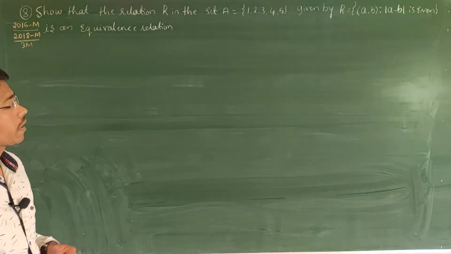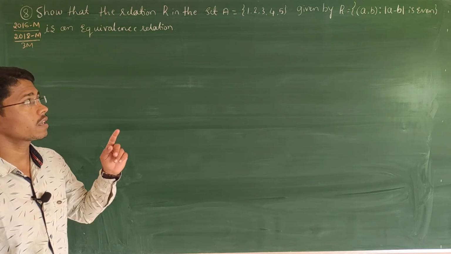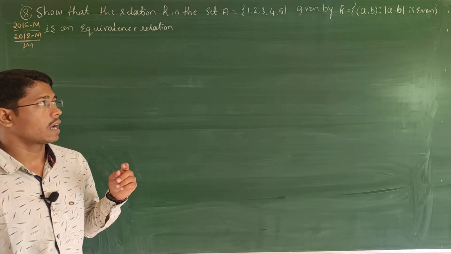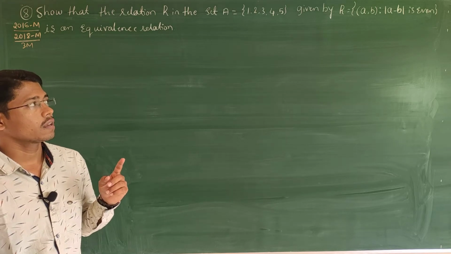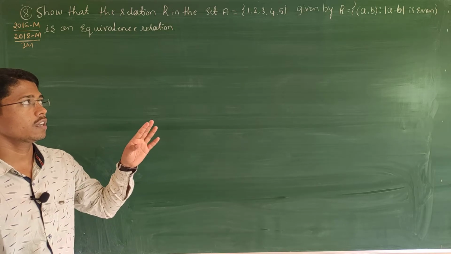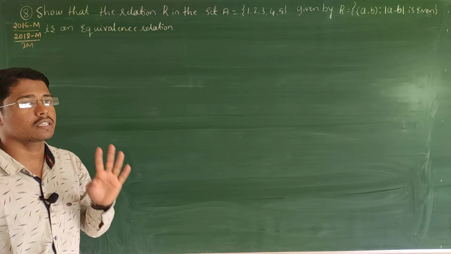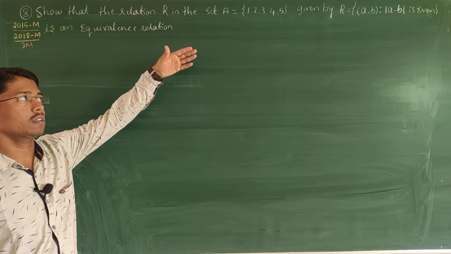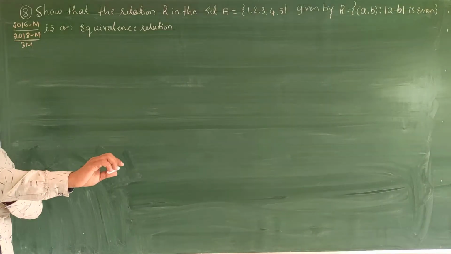So question number 8. Show that the relation R in the set A, where set A is {1, 2, 3, 4, 5}, given by R equal to (a, b) such that |a − b| is even, is an equivalence relation. We have to show that the relation is an equivalence relation. Okay, so see the solution.